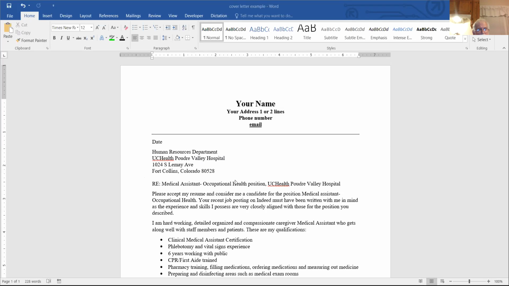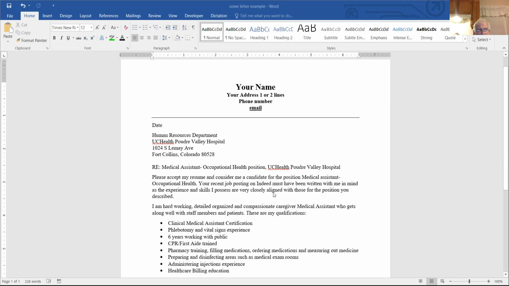Here, what it's about. You're applying for the position of medical assistant, occupational health position in UC Poudre Valley Hospital. Right away, they know what position you're after. And they need to know that. They don't want to put you in with people who are applying to be finance administrators, for instance. So then if you have a human being, Dear Ms. So-and-so, and the wording will vary. What you're doing is telling exactly what you want. And again, repeat that you're looking for the medical assistant in the occupational health department.